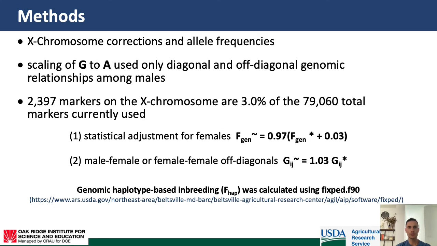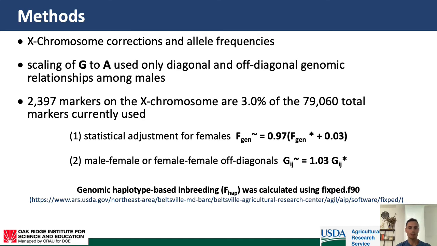The scaling of G to A uses the diagonal and off-diagonal of the G matrix among bulls. So we needed to add a constant to the G diagonal for females and multiply the off-diagonal for males with females and females with females by another constant.